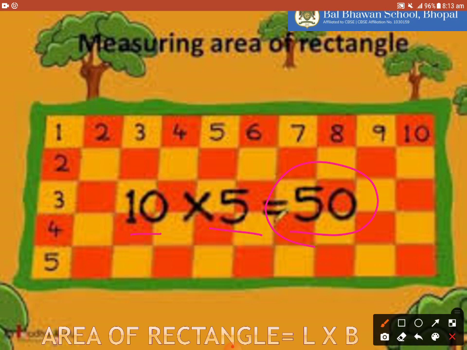But there is one more method which is also similar to this method, which is length into breadth. So here we can see that the length is 10 squares and the breadth is 5 squares. So to find out its area, again we can apply the same concept, that is length into breadth. 10 into 5 gives you 50. If it is an irregular shape, you can simply count the number of squares individually.